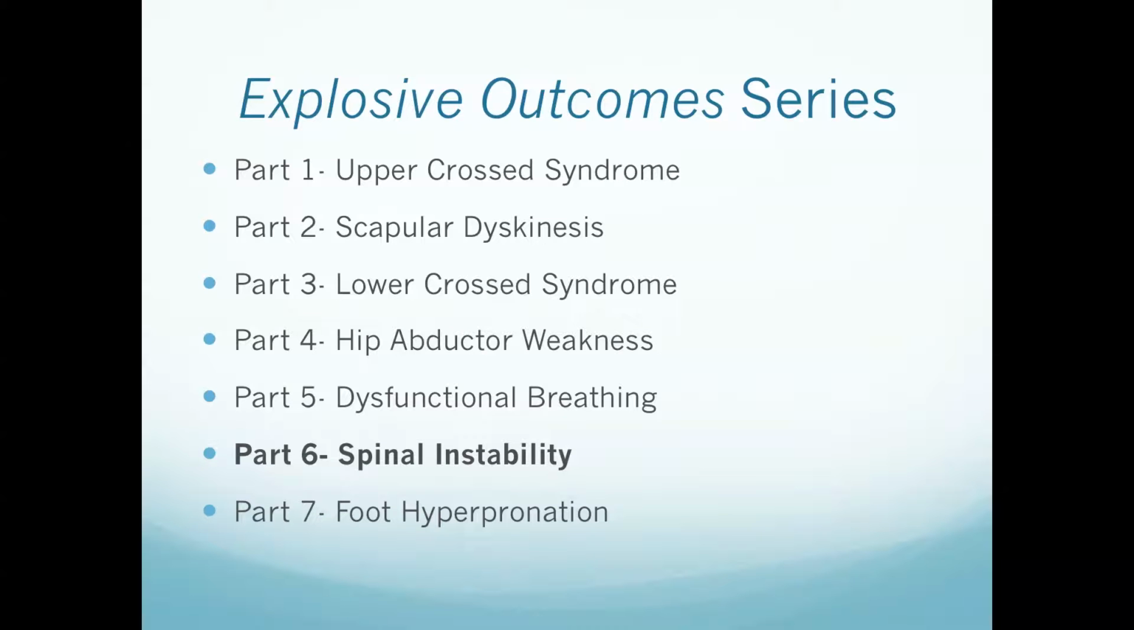It's part 6 of our Explosive Outcomes series, named because clinicians who can identify and correct these 7 underlying functional diagnoses will typically obtain much better outcomes. Traditional structural diagnoses focus on a tissue for the patient's symptoms, much like a lumbar disc or a lateral epicondyle, whereas spinal instability is a functional diagnosis that requires identification of the underlying factors that contributed to those structural lesions.